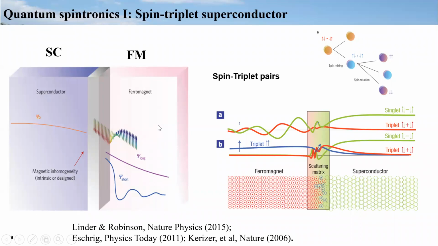So this will generate two interesting properties in my personal view. The first one is at the superconductor ferromagnetic interface. They will generate spin-triplet pairs. Due to this spin mixing and spin rotation process, long-range spin-triplet pairs are generated at the interface.